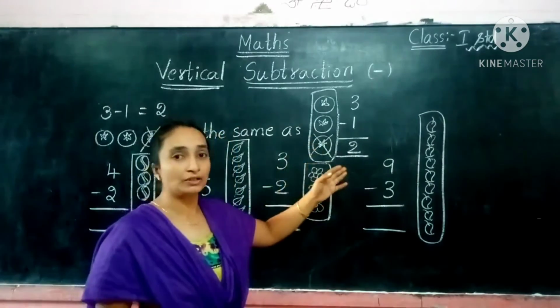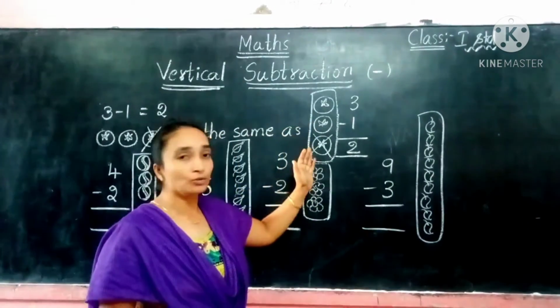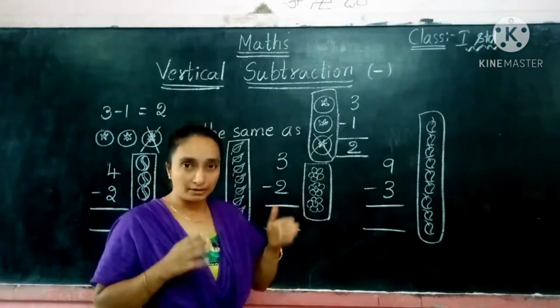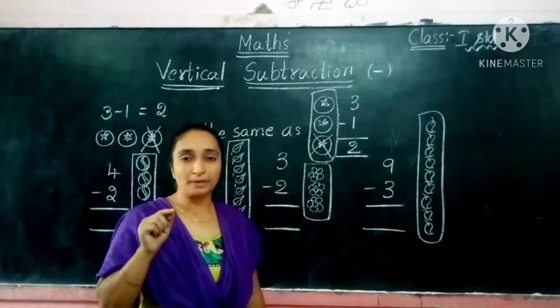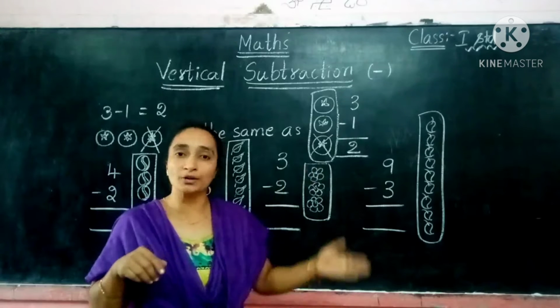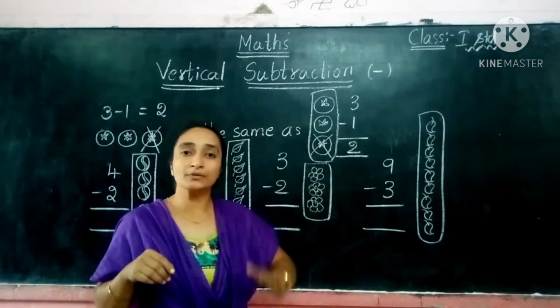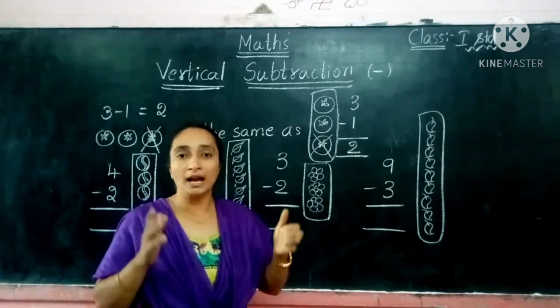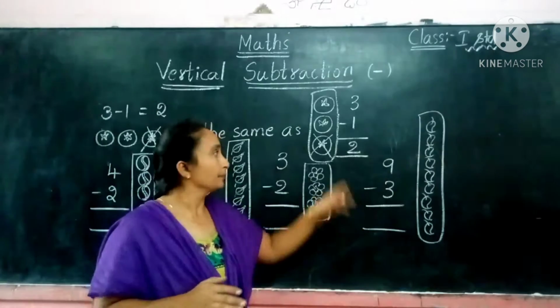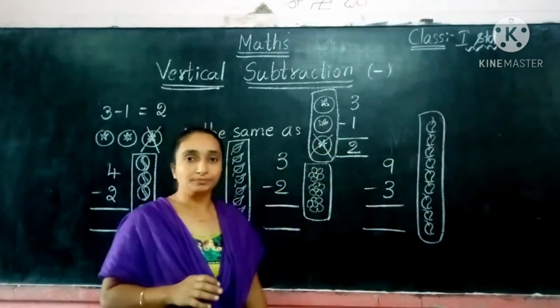Here, children, we made our tomatoes in a vertical form. 3 tomatoes, 3 minus 1 we did. Here we kept the minus symbol. In addition we use the plus symbol, but this is a subtraction, children, so we have to keep a minus symbol. 3 minus 1.